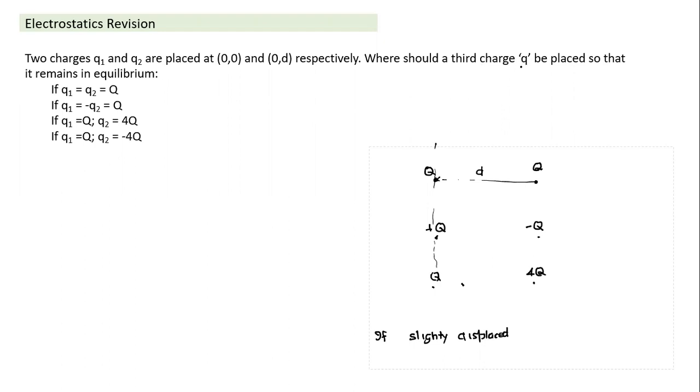This question is the same as: what is the position of a point where the field due to these two charges is zero? Both are one and the same thing. So either I say where should the third charge Q be placed so that it remains in equilibrium, or the same question can be worded as: find the position of the point where the field is zero. So we'll take all combinations. Let's quickly understand from here.